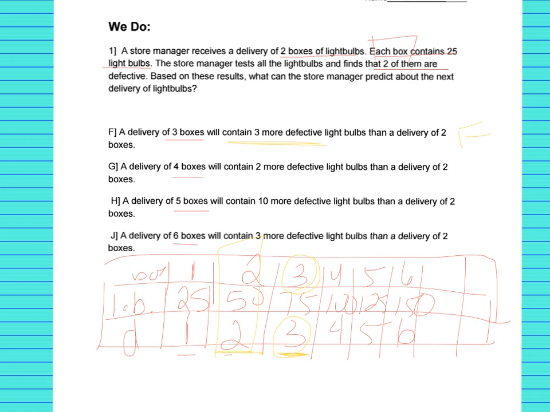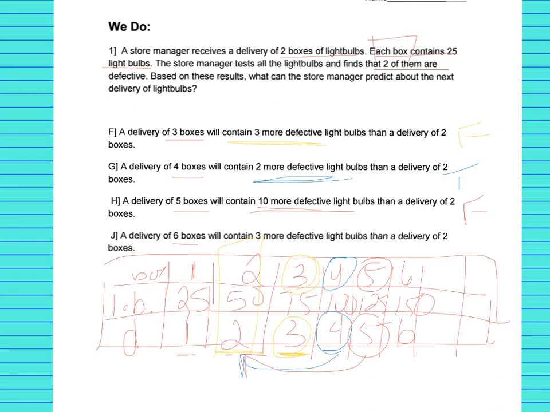G says a delivery of 4 boxes, so now we're going to look here, we'll have 2 more defective than 2. So if I look here, is 4 2 more than 2? Yes, 2 plus 2 is 4, so this one seems to be true. We'll come back to it. The delivery of 5 boxes contains 10 more defective, so I go to 5. Is 5 10 more than 2? No, that one is false as well.